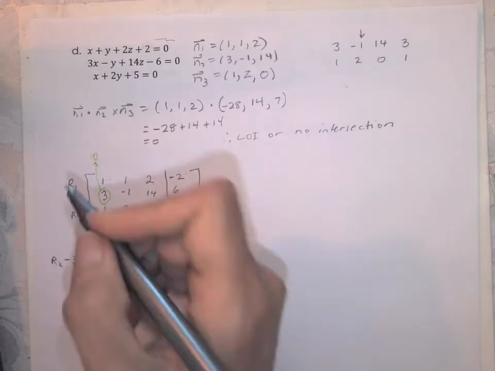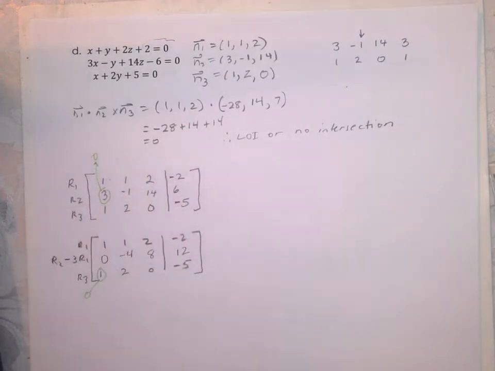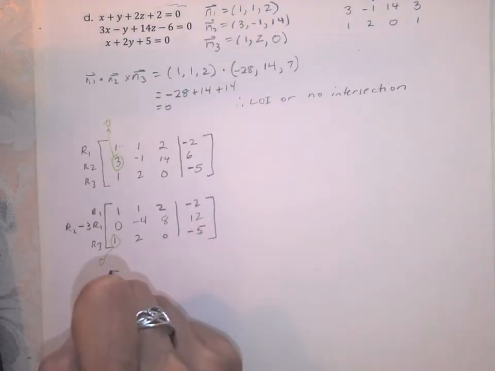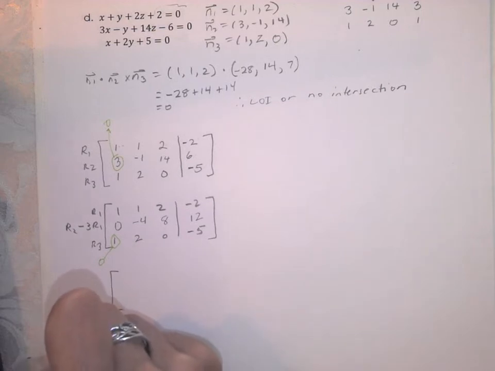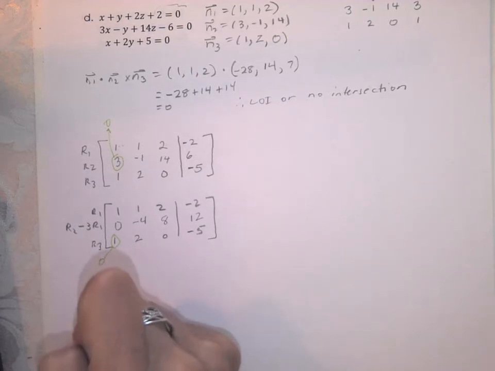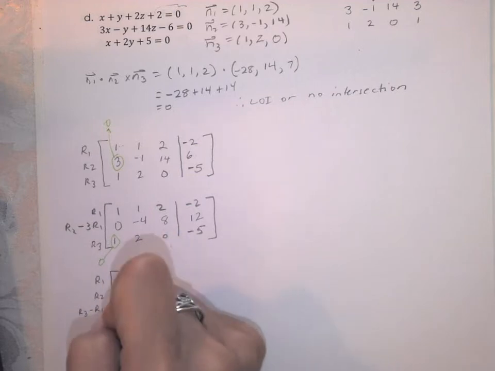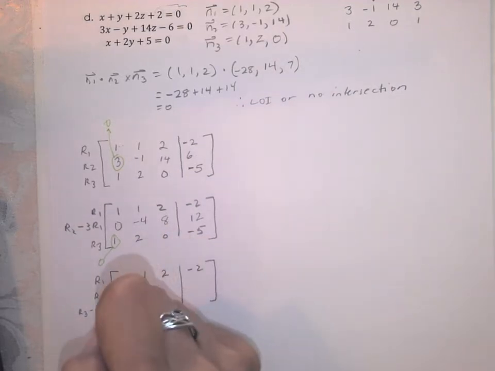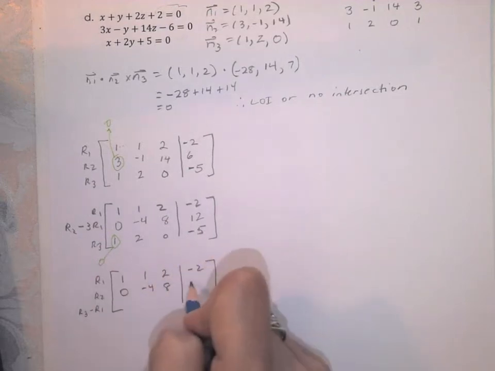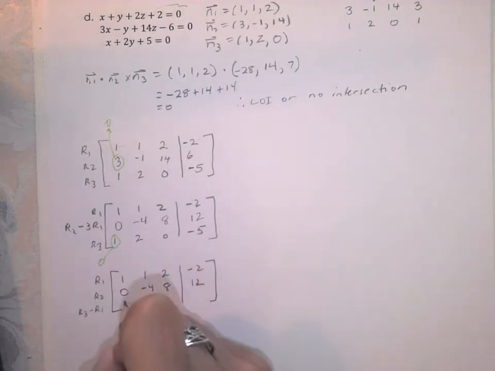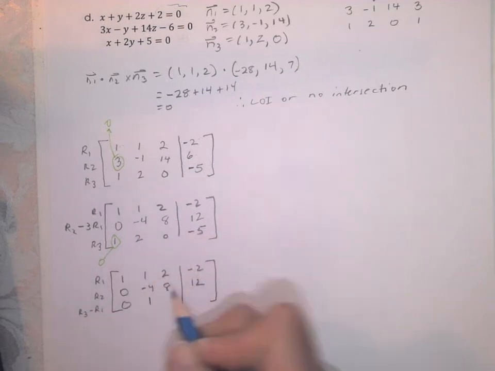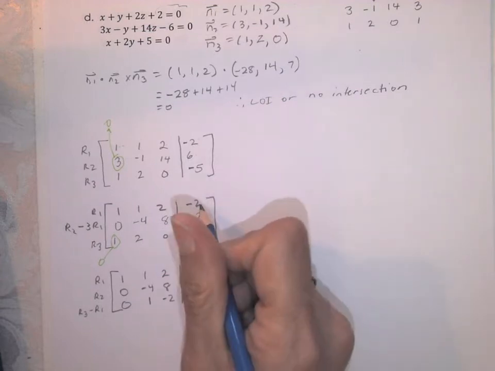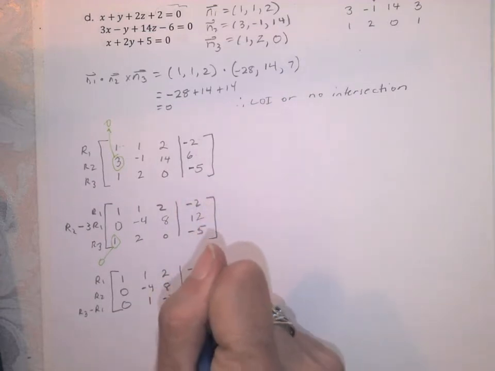And the second thing we want to do is get a 0 in this position. And we can do that by doing row 3 minus row 1. And we're going to leave row 2 and row 1 the same. And then I get 1 minus 1 is 0, 2 minus 1 is 1, 0 minus 2 is -2, and -5 minus -2 is -3.